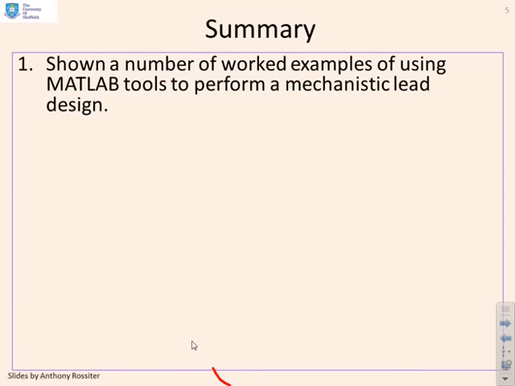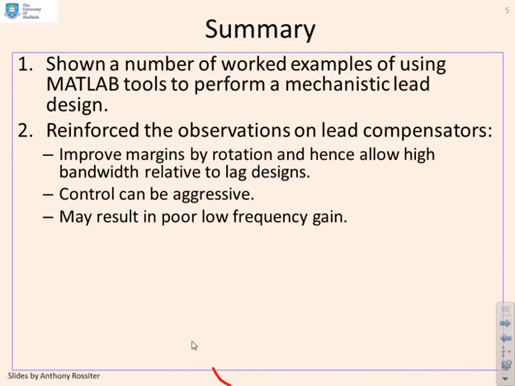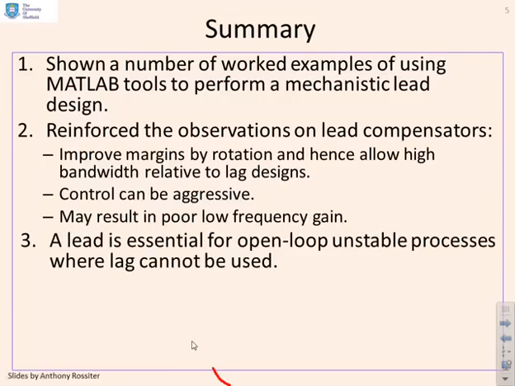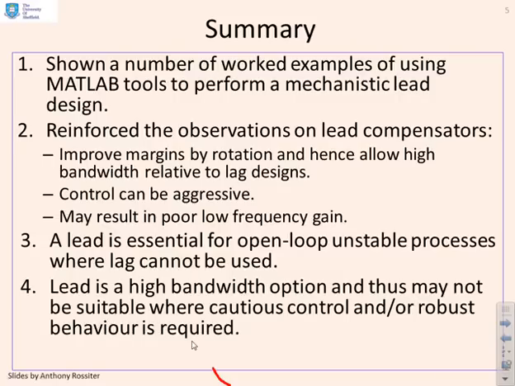Okay. So in summary, we've shown a number of worked examples using MATLAB tools to perform a mechanistic lead design. We've reinforced the observation on lead compensators that they improve margins by rotation and hence allow high bandwidth relative to lag designs. However, what's the price of this? Control can be aggressive, and you may get a poor low frequency gain. If you remember with example 1, we had a much bigger offset in steady state, so faster rise time, but then a bigger offset. A lead is essential for open loop unstable processes where a lag is not appropriate. And a lead is a high bandwidth option, and thus it may not be suitable where you want cautious control or robust behavior is required.